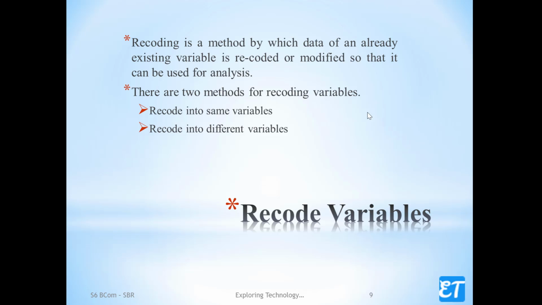Next one is recoding variables. Recoding is a method by which data of an already existing variable is recoded or modified so that it can be used for analysis. There are actually two methods for recoding variables. One is recode into same variables. Second one, recode into different variables.